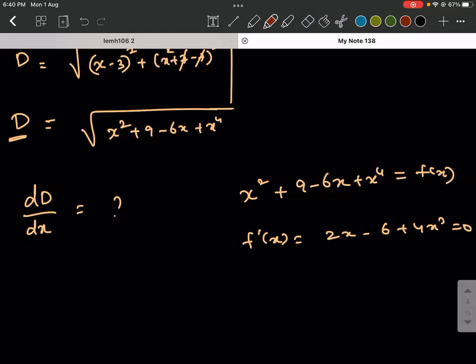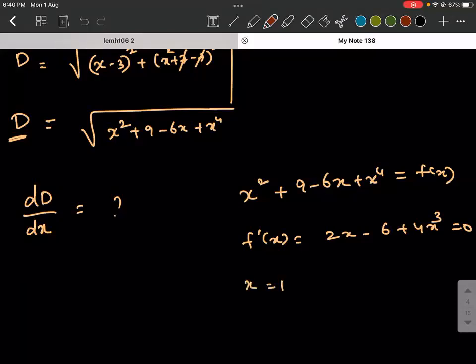Then there is a method called synthetic division. How did you find x equal to 1? Trial and error. You are getting a cubic equation, no? For a cubic equation, you can't directly factorize. First step is trial and error. But your answer is matching. You have to use the trial and error method.